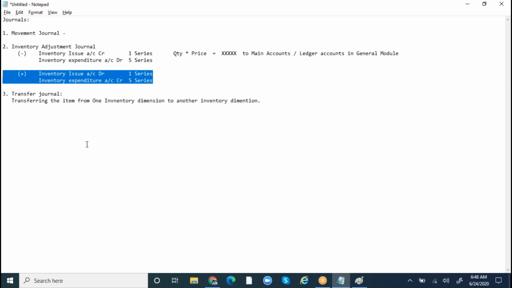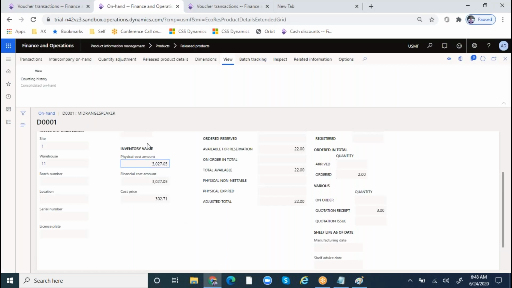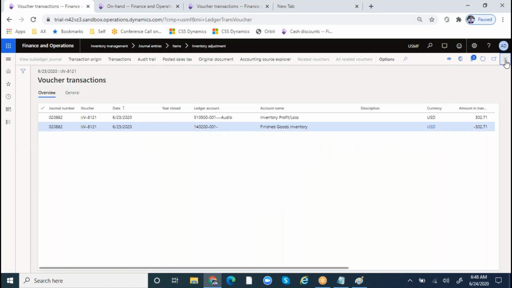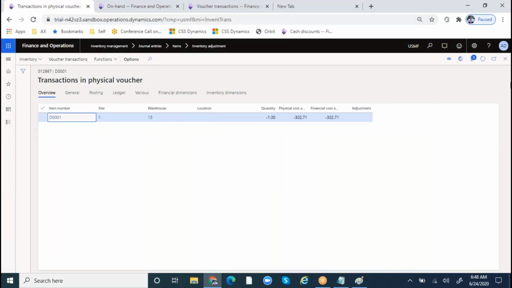There will not be two. Even if it is there, it will be together only. It will not post to temporary and it will not post to the reverse. That concept is not there for the inventory adjustment journal. It will be only one. But for your understanding, here I will show you.